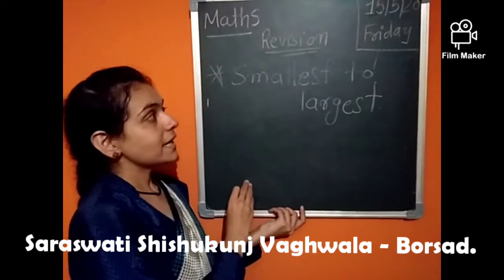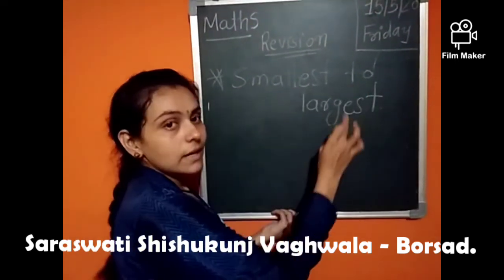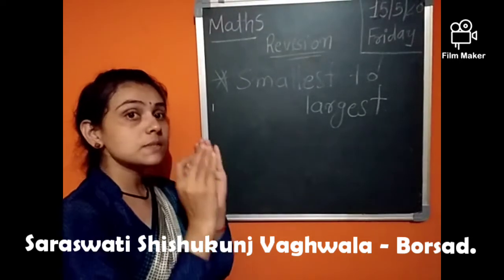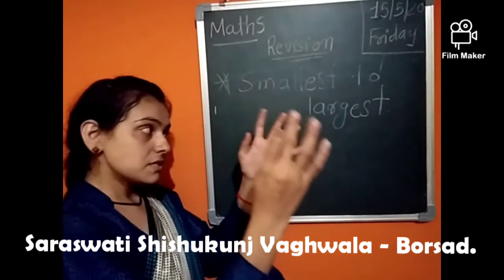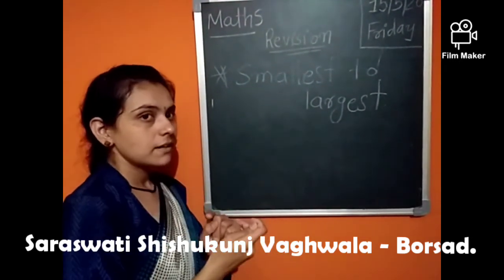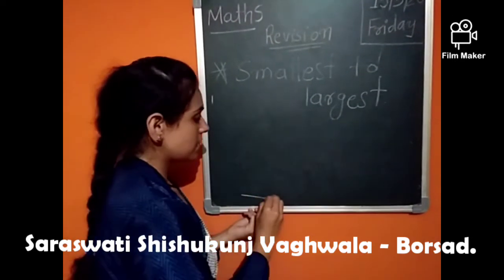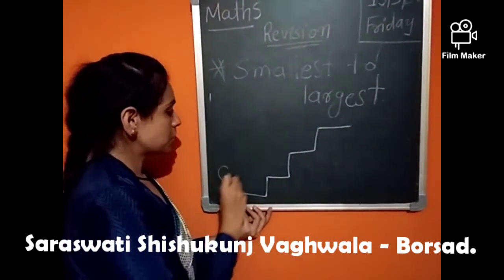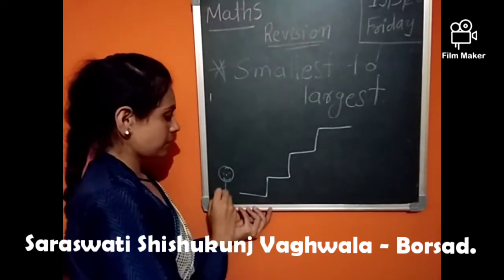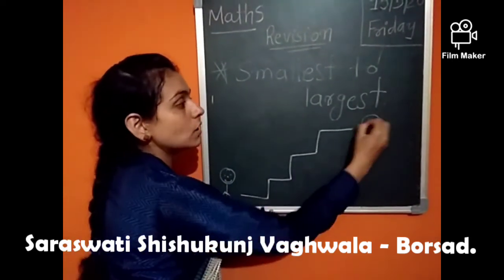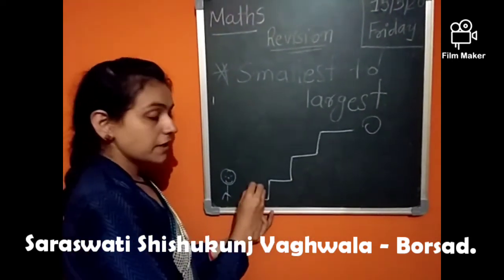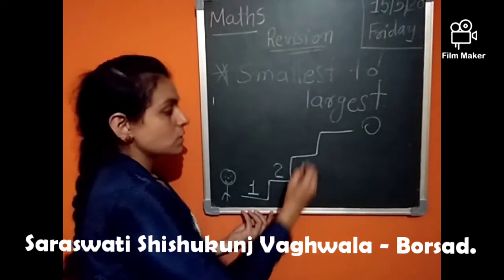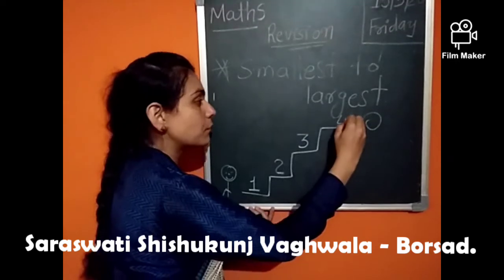So now next topic, smallest to largest. Smallest to largest means you have to move from small number to the largest number. Have you seen a ladder? Right? So see, I will draw a ladder here. Suppose you are here, right? If you want to go here, first where do you have to go? Step 1, step 2, step 3 and step 4, right?